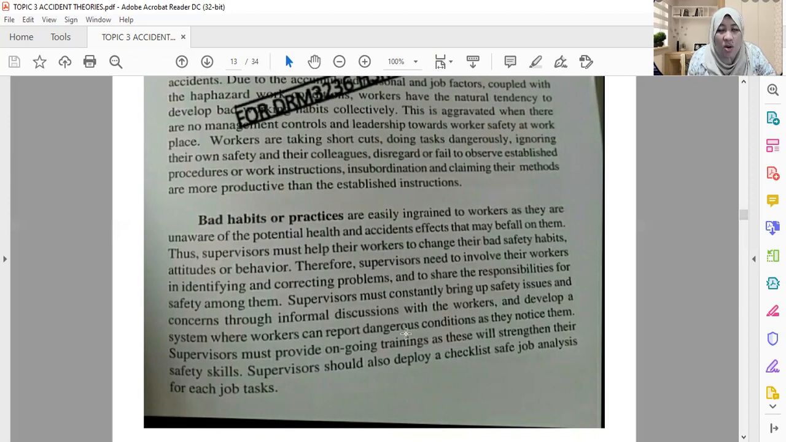So the supervisor must constantly bring up safety issues through informal discussion. This is a must. Like when we are doing the performance appraisal, right? We are discussing your performance, okay? But that is not the right time to accuse you of being stupid or not following instructions. It's not good. As a good leader, supervisor, or superior, we have to guide them. Maybe they are new to the work, maybe on a 6 month probation period. But don't just condemn them, ask them whether they have any problem while performing the job.